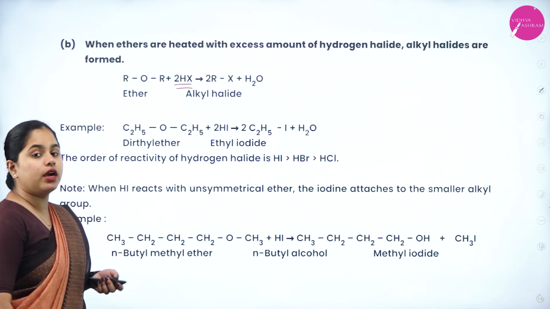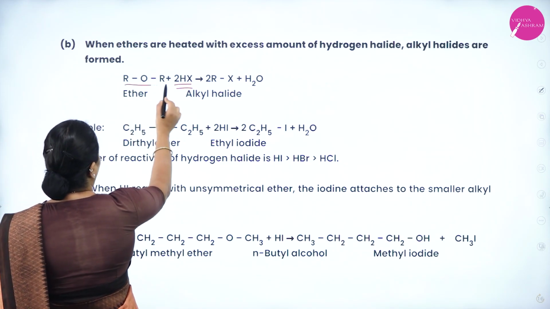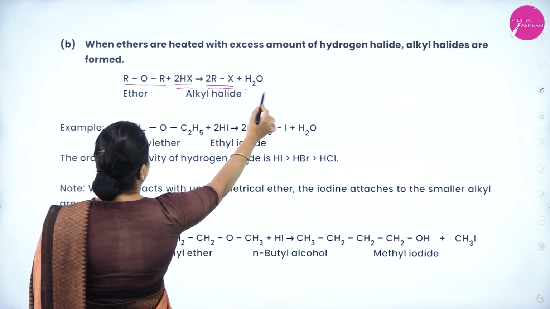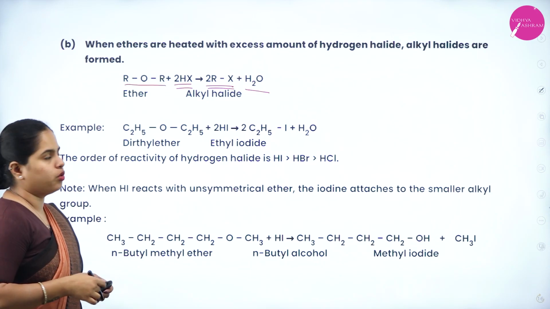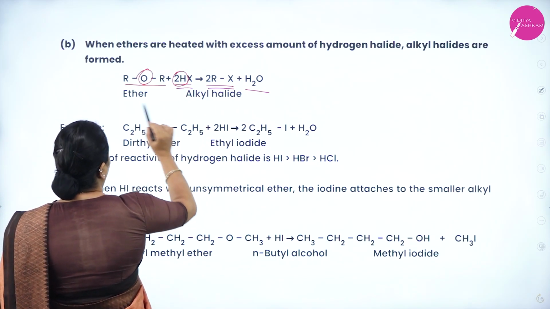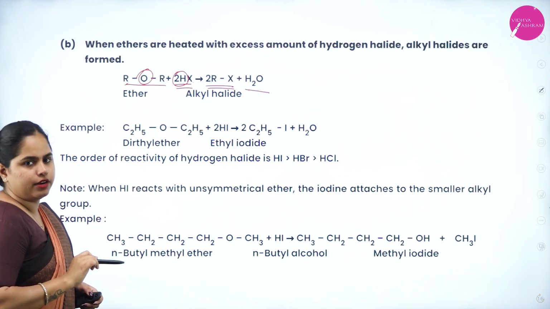In this case, only we are going to get alkyl halide, no alcohol. So what is going to happen here? ROR, which is your ether, reacts with hydrogen halide. What you are going to get? Alkyl halide, and water will be removed. Two moles we have taken here, so this 2H and this O will form the water. What is left behind? R and X. Two moles of alkyl halide will be formed.